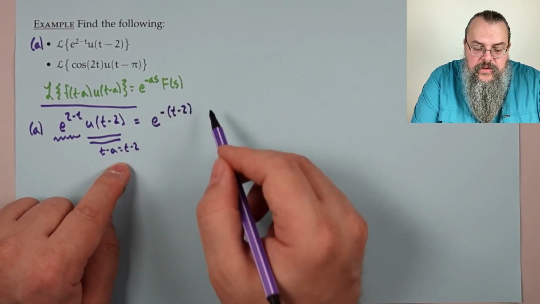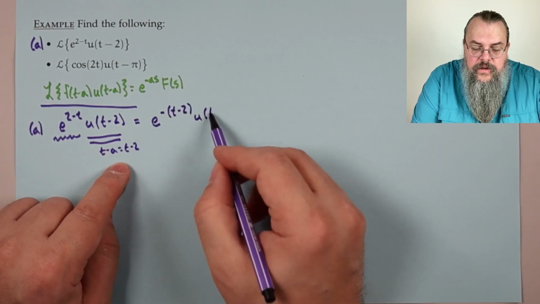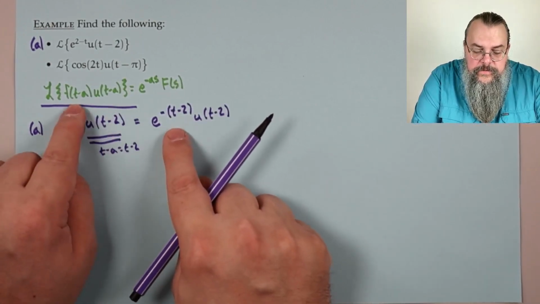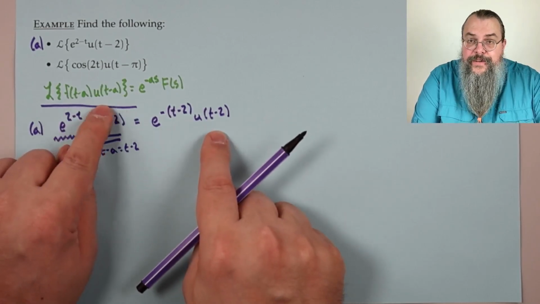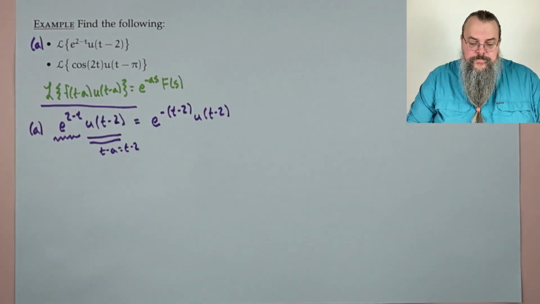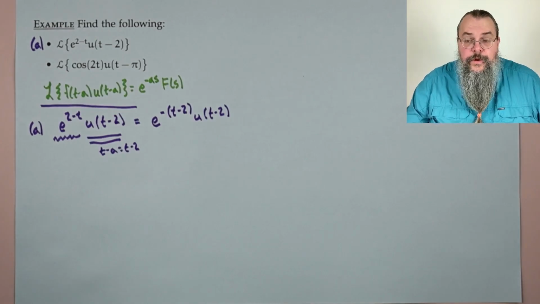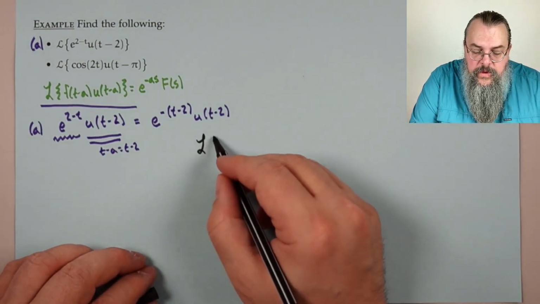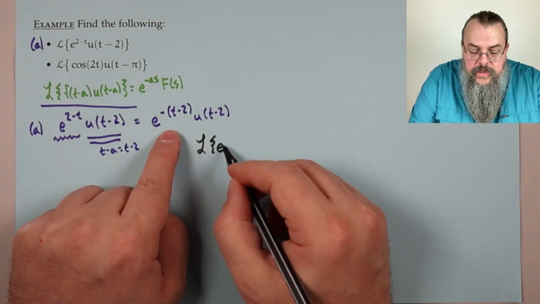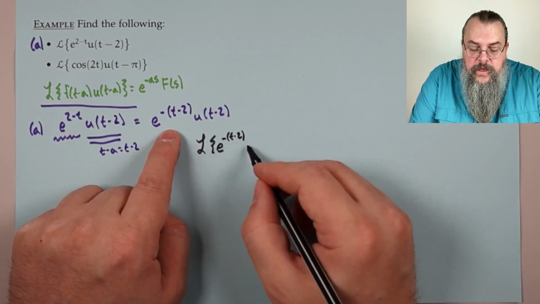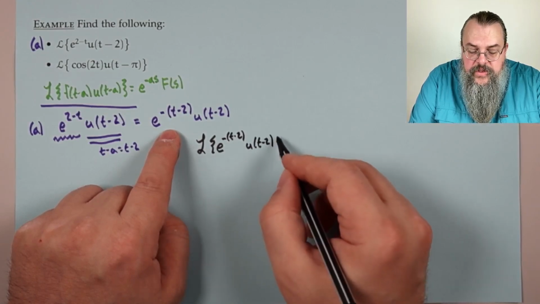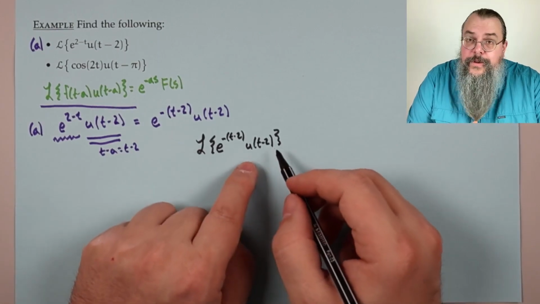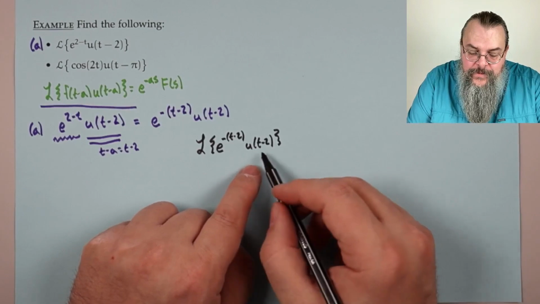So e to the minus t minus 2 u of t minus 2. And now we have the right format. f(t minus a) u(t minus a). All right. So for this, what we can now say is that the Laplace transform of our function, it's the same function, just written in a different way. A lot of what's going to happen today is rewriting. So that's our practice. Learn to rewrite.